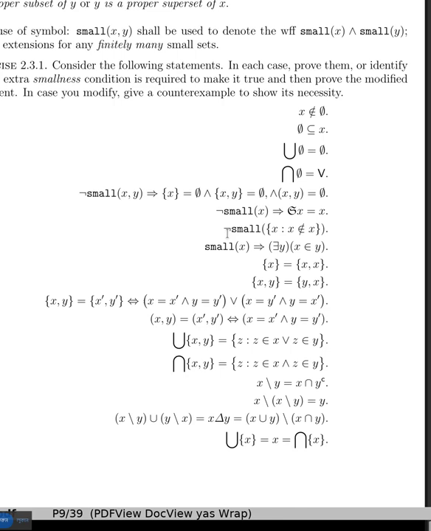Let's take this, for instance, equation 44. What it says is this union this is equal to the intersection of A union B, where A belongs to X and B belongs to Y. I think I have written AB belongs to X plus Y. Okay, so let's see. How do we start off with this?